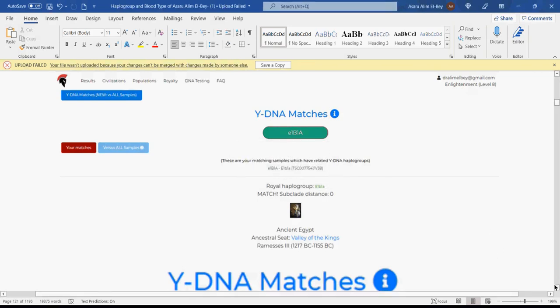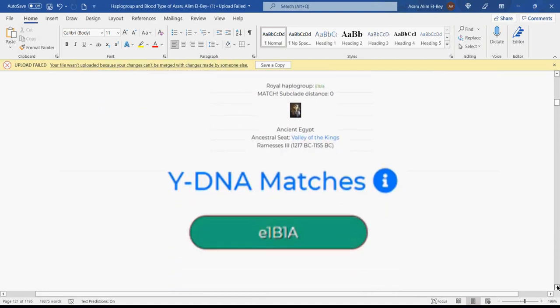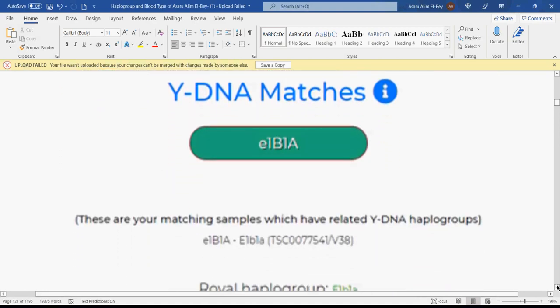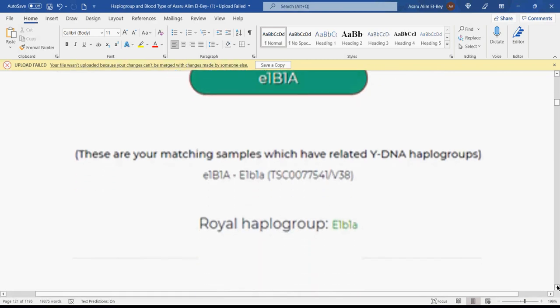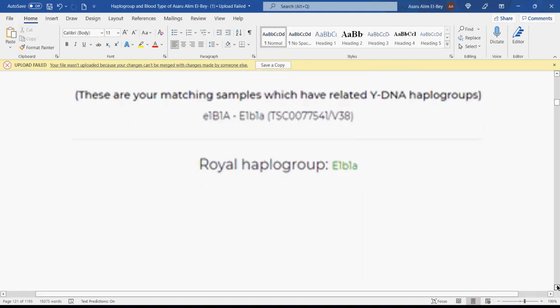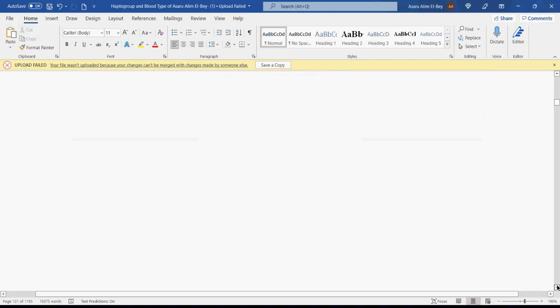Well, I'm going to explain it, and I'm just going to do it partially here, but soon you get the whole gist of the matter. So why DNA matches? Once again, E1B1A. These are your matching samples, which have related Y DNA haplogroups. E1B1A equals, or E1B1A right there, which is actually E-V38. Royal haplogroup, E1B1A.